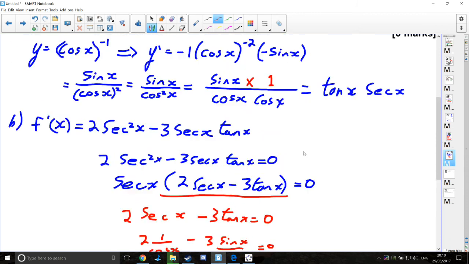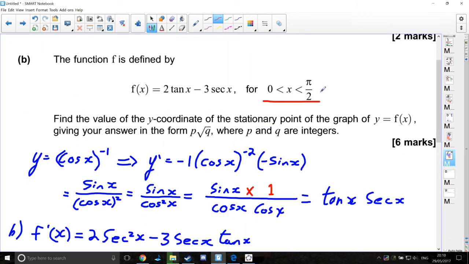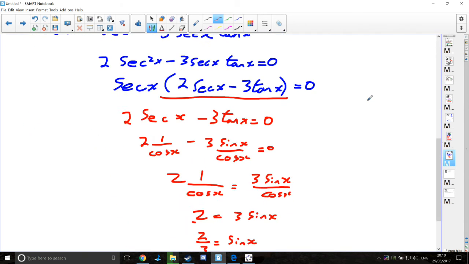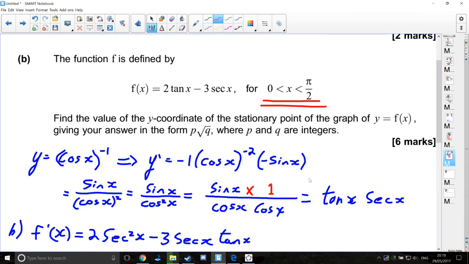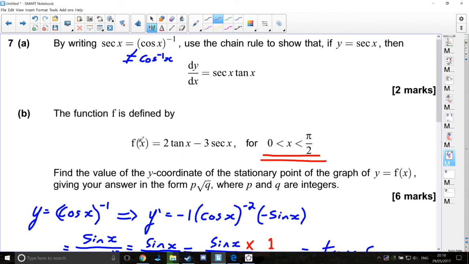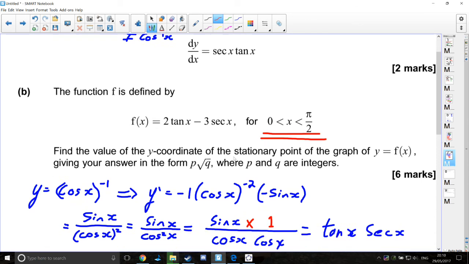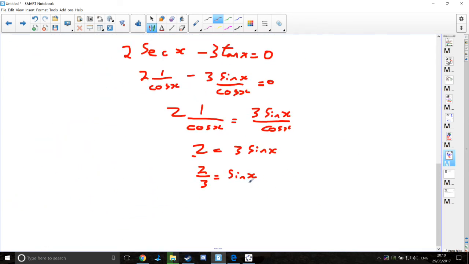There's a big clue at the top here, radians. Look at that pi. Instant hint for radians. So 2/3 is equal to sine x. That is the location of the stationary point when x is equal to 0.7297, the rest of it. So how does that help us here? So I know what sine x is. It's 2/3. I wonder what the other things are.